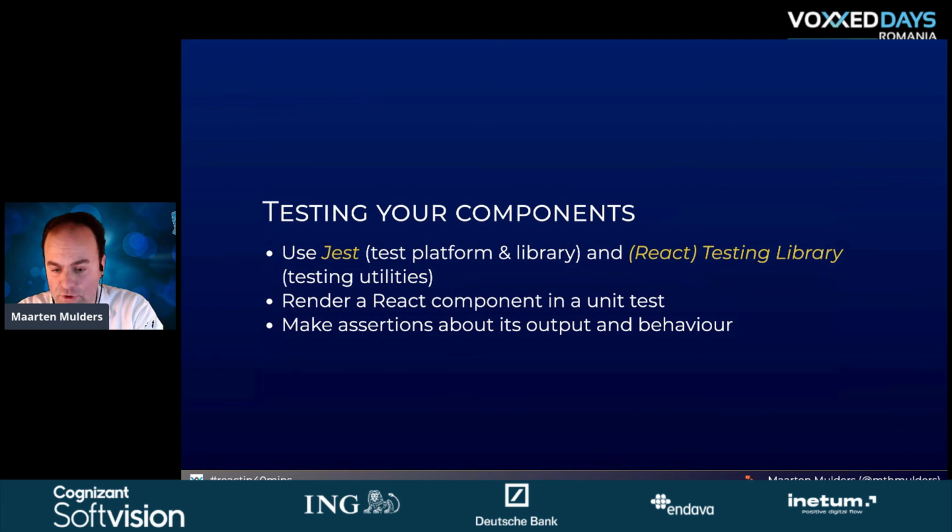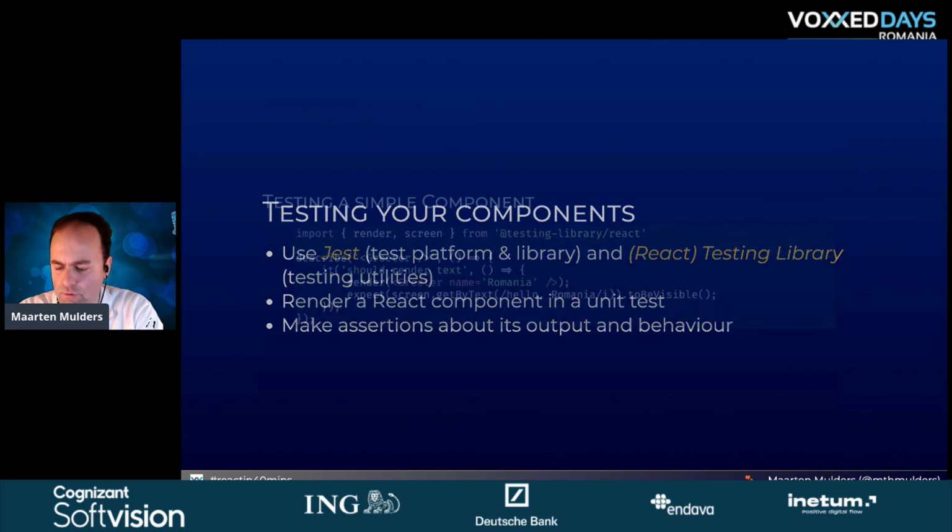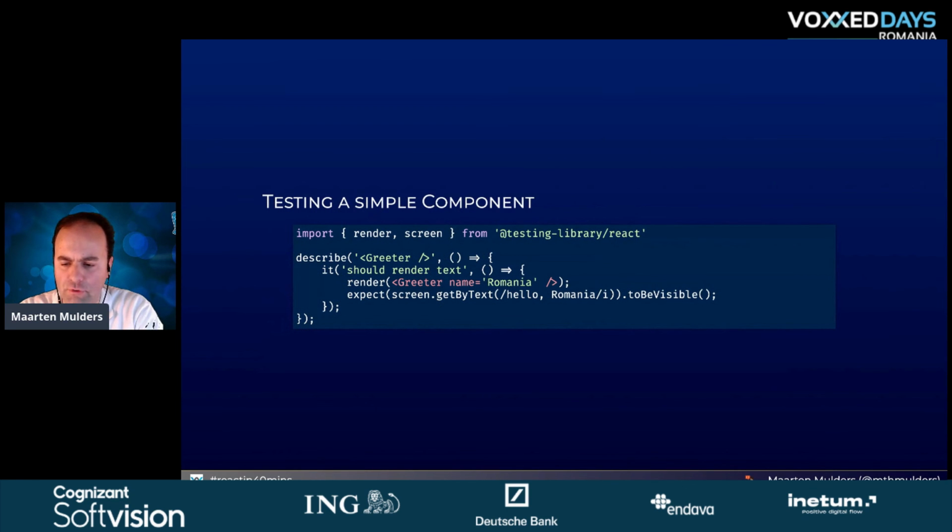You, of course, want to test your components, and you can use Jest for that with the React testing library. It allows you to check whether your component does what you want it to do. So for instance, if you have your greeter component, you can pass it a parameter, render it, and then inspect that somewhere in the screen you see this particular text. And by passing /i here for the regex, it's case insensitive, by the way.